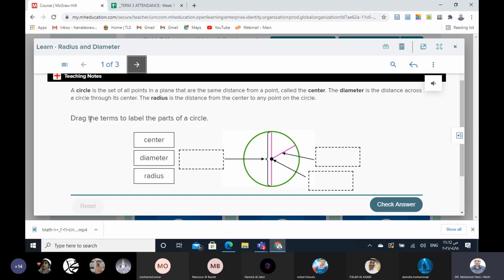What is the meaning of the radius? The radius is the distance from the center to any point on the circle. This line is called the radius. As you see here, this distance equals this distance, equals this distance. So the radius is half of the diameter.